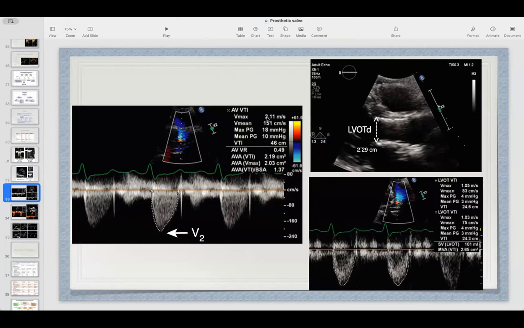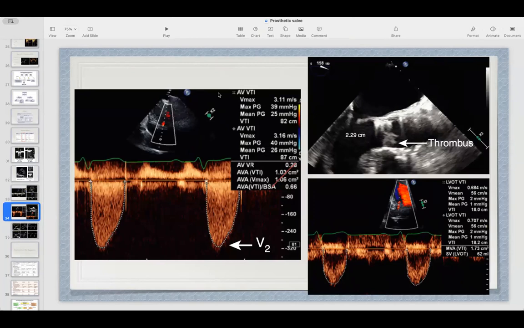And we can easily say that the velocity is normal. Even if you check the pressure gradient and maximum pressure gradient across the aortic valve, it's completely normal. If you calculate the dimensionless velocity index, you divide the maximum velocity of the LVOT, which is 1, by 2, and you're going to get almost 0.5, which is completely normal. And also you can calculate the effective surface area by the continuity equation that we discussed.